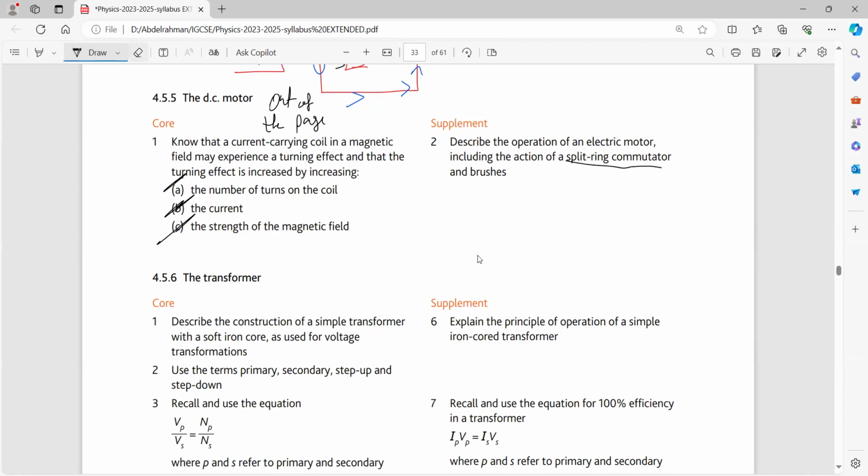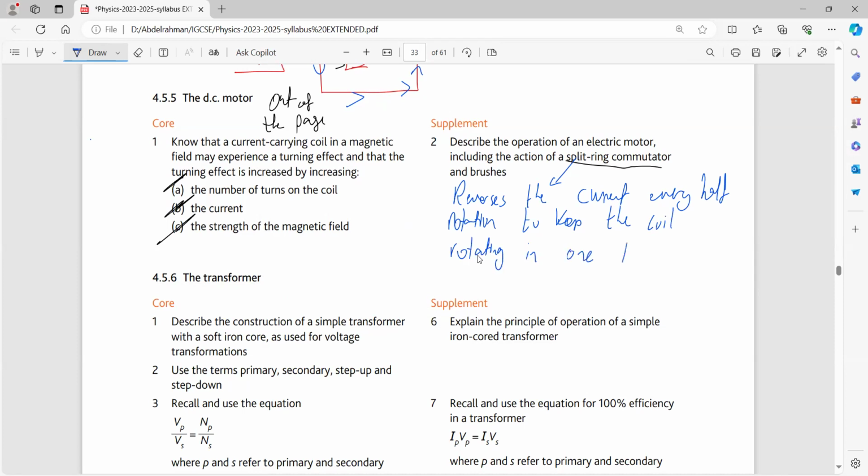What does the split ring commutator do? It's very important to remember. It reverses the current every half rotation to keep the coil rotating in one direction. That's the operation of the split ring commutator.